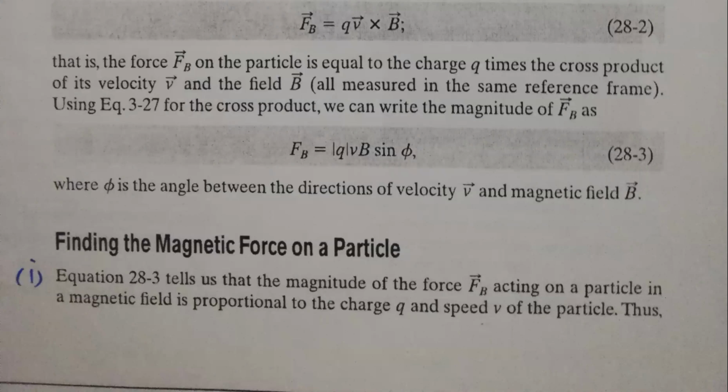So we know that magnetic force is proportional to the charge and speed. So you can see from equation 28.3, if charge is more, the magnetic force will be more. If the velocity of the charge particle is more, then again force will be more. If the magnetic field is more, the magnetic force on a charge particle will be more. Next page.